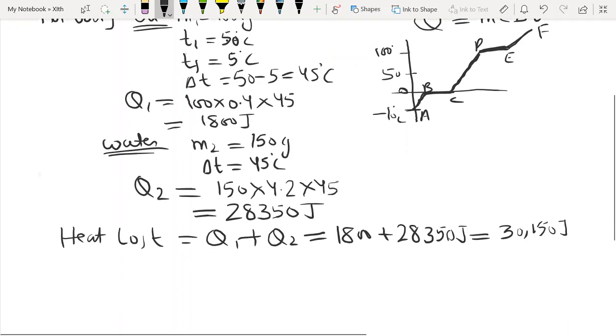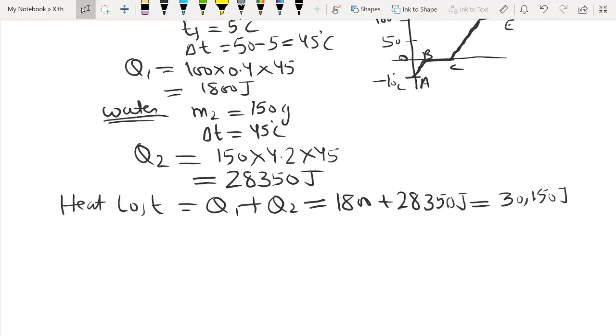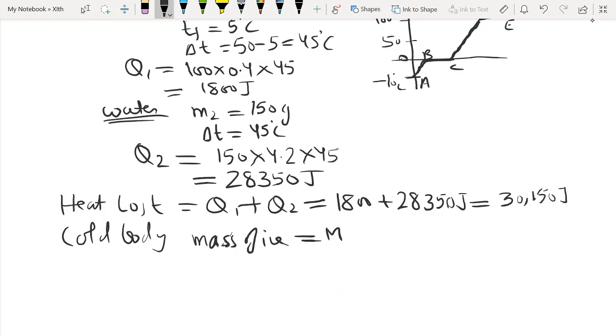Now let us understand what is happening with ice. We have to find the mass of ice. Now this is our cold body. So let us say mass of ice here, let us say it is m. Now ice is at 0 degree Celsius. What will happen to ice? First, it will convert into water at 0 degree Celsius.